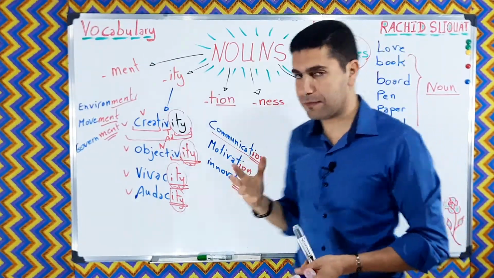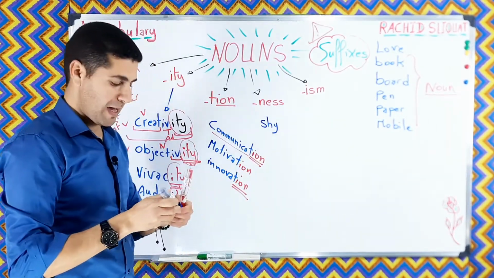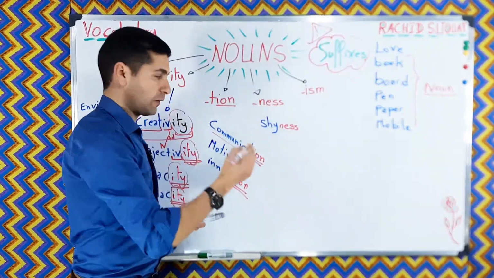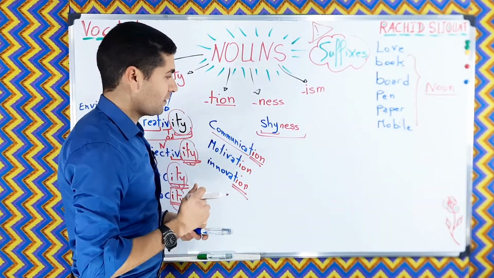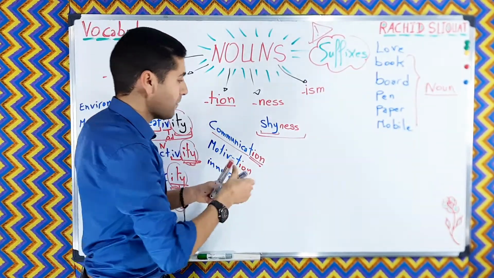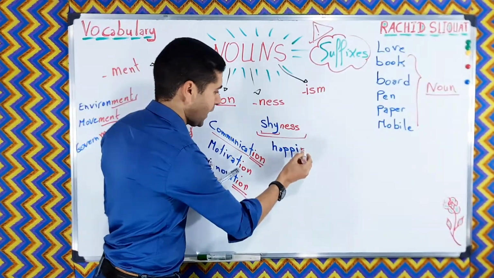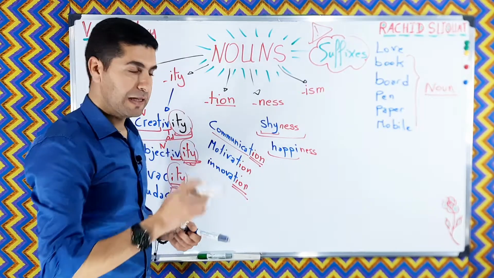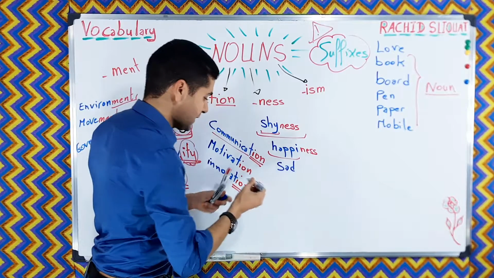All right, now let's go to ness. For example, we can talk about shy, someone who is shy, so we can say shyness. Shy is an adjective, and shyness is a noun. We can talk about happy, someone who is happy, so we can say happiness. Happy with Y is an adjective, and happiness is a noun. The opposite of happiness is sad, so we can say sadness, okay?